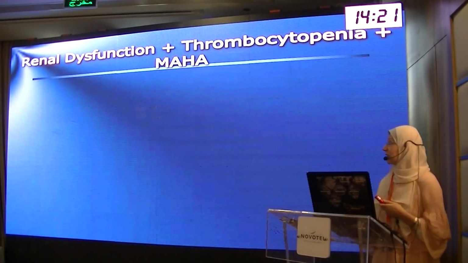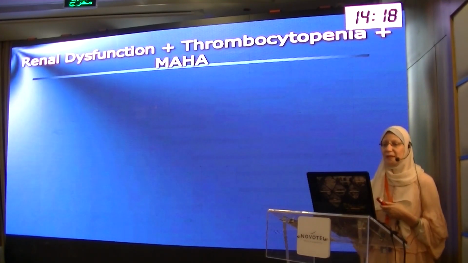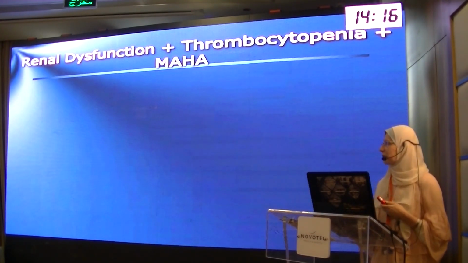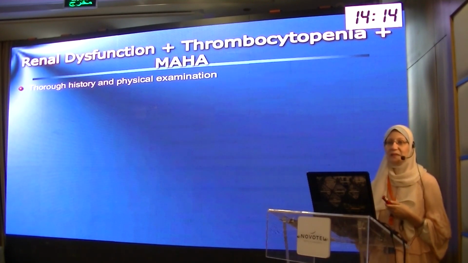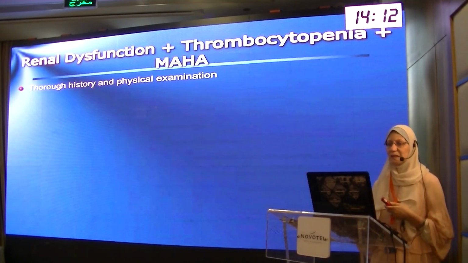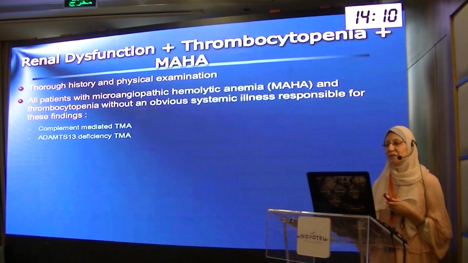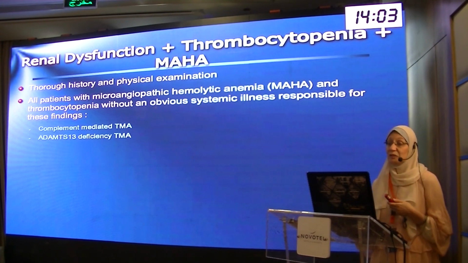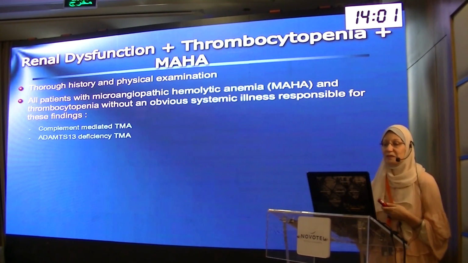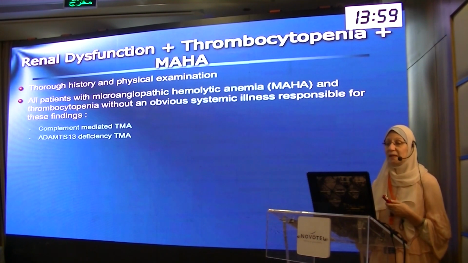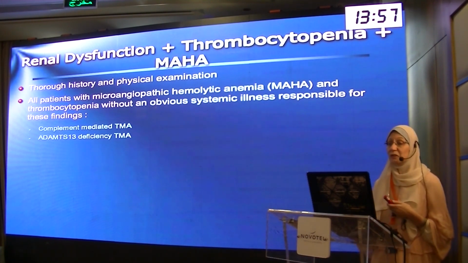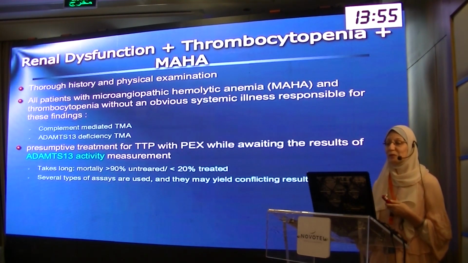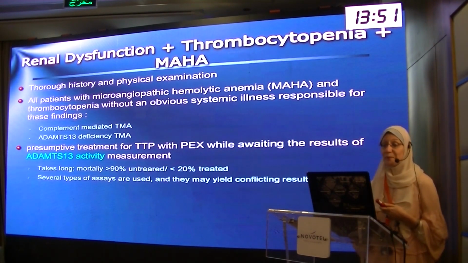So for the diagnostic approach, whenever we have this triad of renal dysfunction, thrombocytopenia, and microangiopathic hemolytic anemia, we have to take a thorough history and physical examination. And if after examination and provisional investigations we still don't get an obvious cause, then we have to consider complement-mediated TMA and ADAMTS13 deficiency TMA. Not just to consider, but we have to start treatment while waiting for the results of the ADAMTS13 activity measurement.